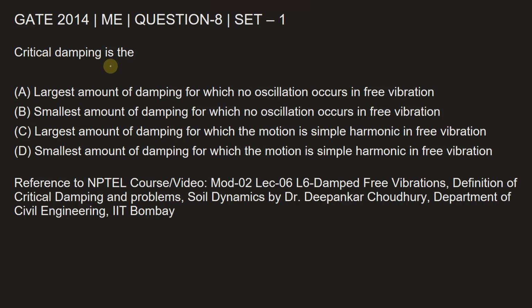Critical damping is option A, the largest amount of damping for which no oscillation occurs in free vibration. Option B, smallest amount of damping for which no oscillation occurs in free vibration. Option C, largest amount of damping for which the motion is simple harmonic in free vibration. Or option D, smallest amount of damping for which the motion is simple harmonic in free vibration. Let's see what it is.